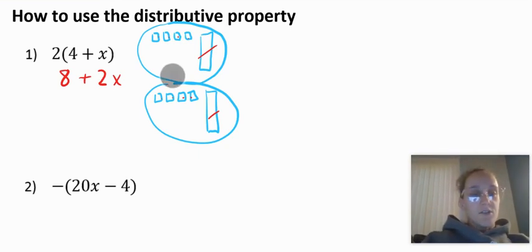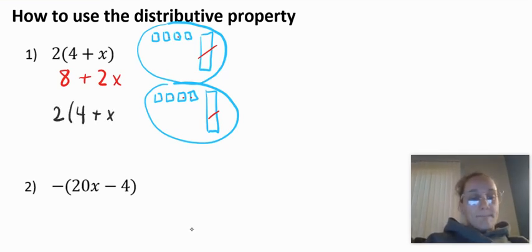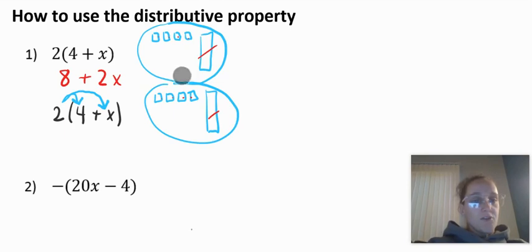Okay, so let's say I want to just do this algebraically, which means without drawing the tiles. So whenever I have just a number in front of the parentheses, it means I want to take this number in front and I want to multiply it by the first term. So I would do 2 times 4. And then I want to multiply it by 2 times X. So again, I'm taking that number out front and I'm multiplying it by everything that's inside the parentheses here. Okay, so if I do that, I start with 2 times 4 plus 2 times X.